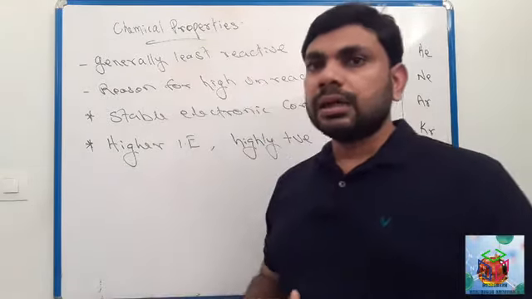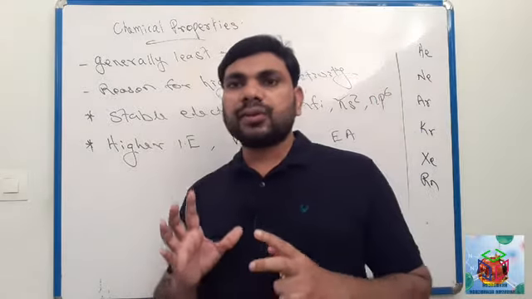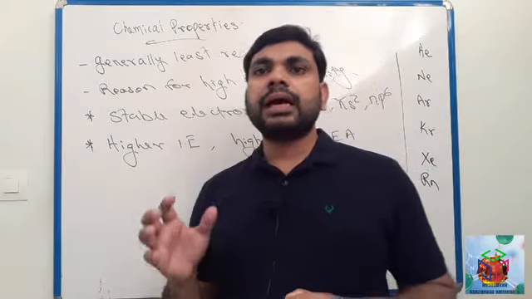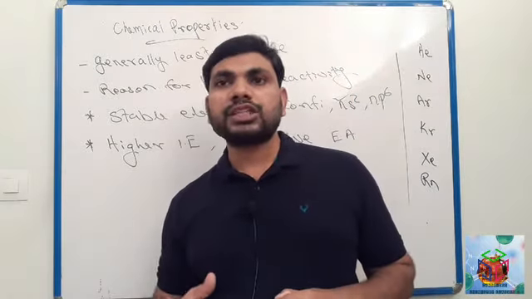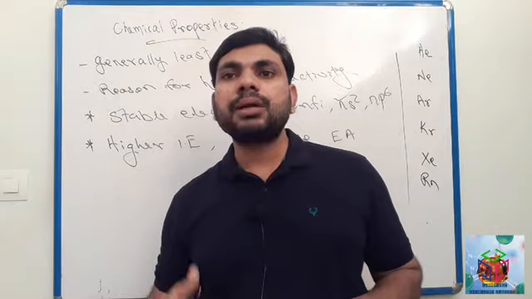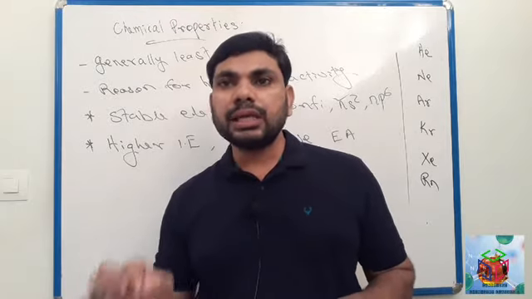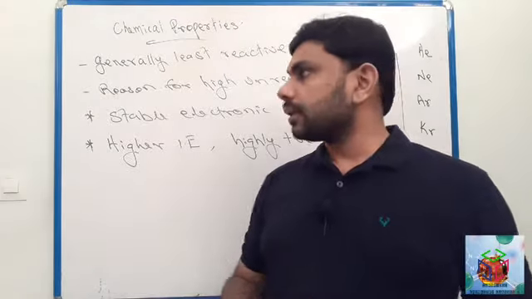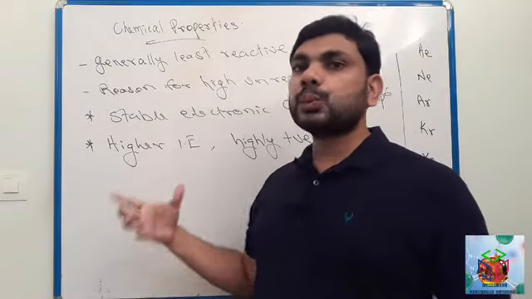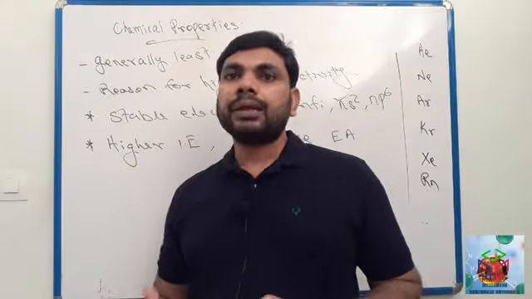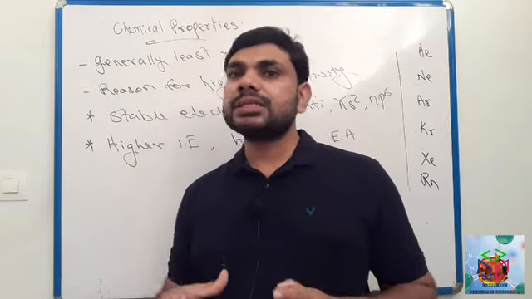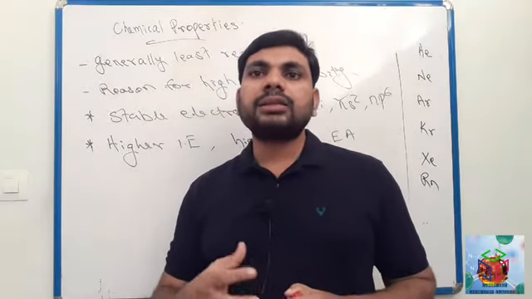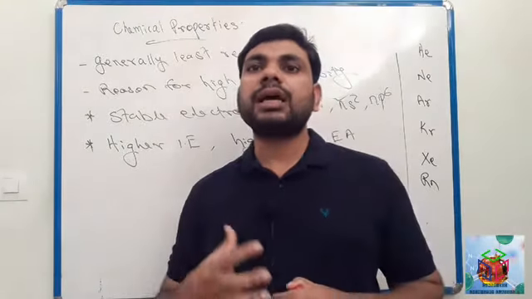These are the reasons. First, they have a complete outer shell electronic configuration, or we can say a stable electronic configuration. Except helium, all other elements show ns2 np6. The ionization energy value is very high. Electron gain enthalpy: these elements have very little tendency to accept an electron, and they show very high positive electron gain enthalpy.